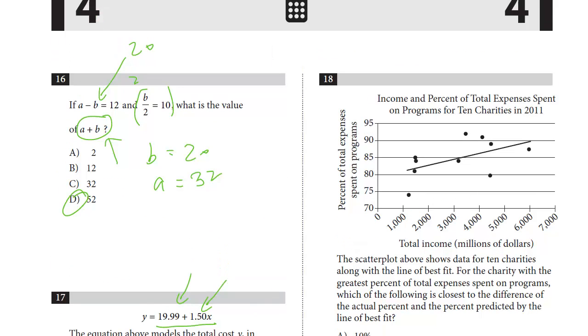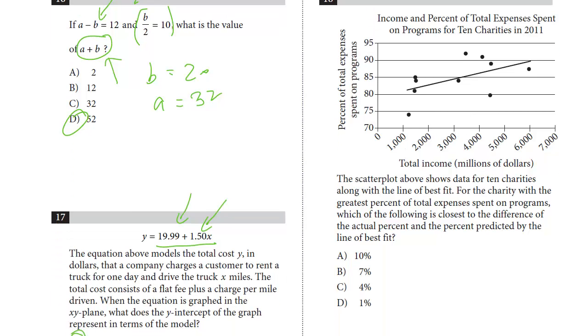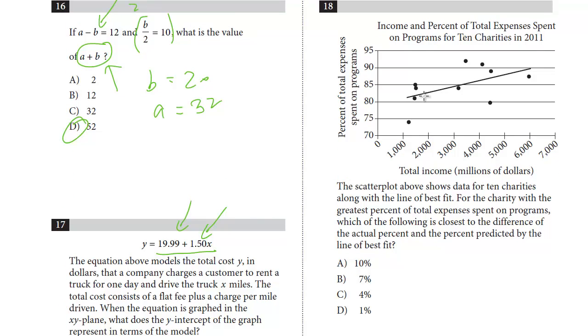All right, let's do our last question on this page, number 18. So here we have the income and percent of total expenses spent on programs for 10 charities in 2011. On the y-axis, the percent of expenses that were spent on programs, different points, and total income. The scatter plot above shows data for 10 charities. These are the individual observations along with a line of best fit. For the charity with the greatest percent of total expenses spent on programs, which of the following is closest to the difference of the actual percent and the percent predicted by the line of best fit?